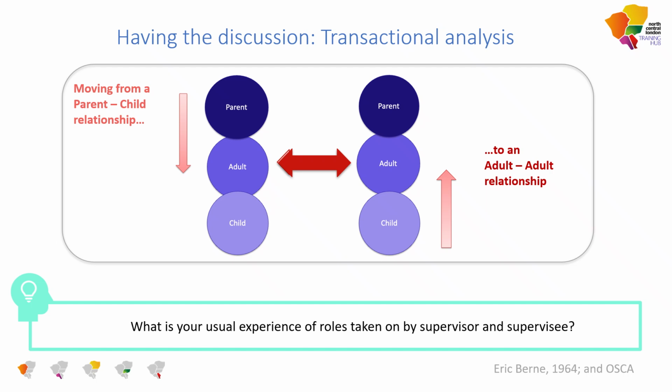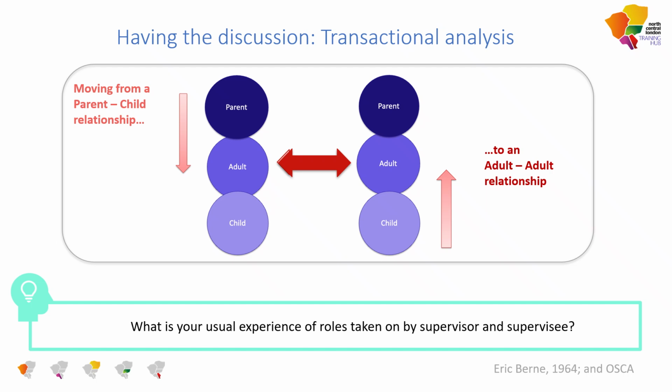Everyone can be in one of these three states: the parent, who takes responsibility for the child, and the child, who gives up responsibility to the parent. The adult takes responsibility for themselves, leaving space for someone else to take responsibility for themselves if there are two people in the relationship. So have a think, what's your usual experience with supervisees?